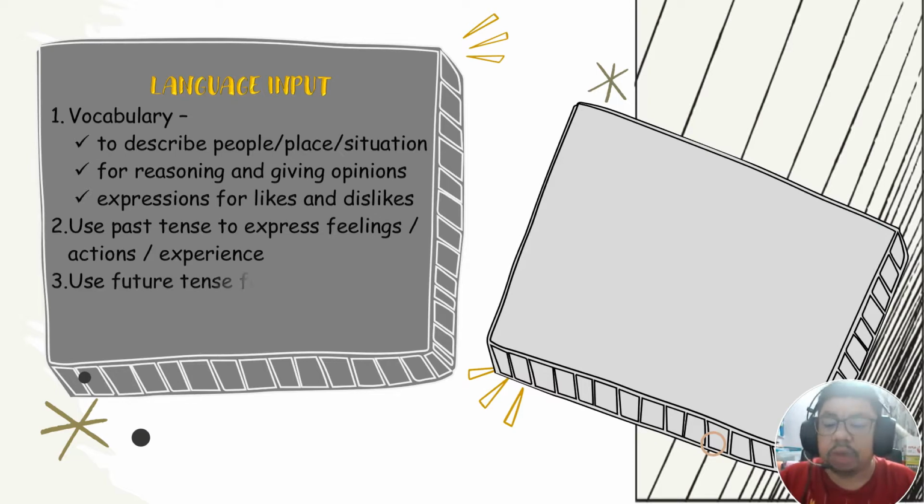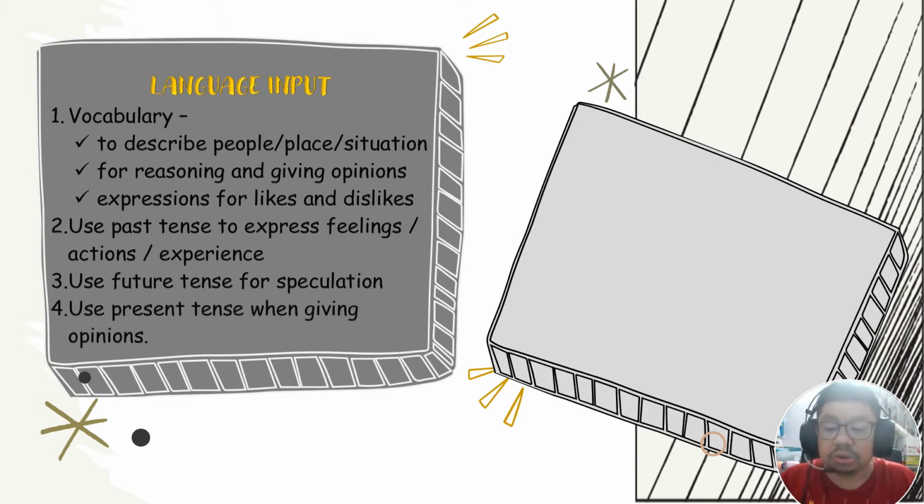Same goes when you give speculation about something. Do use future tense because it is something that is yet to happen. For example, you are predicting what will happen if you do not prepare for the exam. You can predict that you will fail the exam. Lastly, when giving opinions, do use present tense because an opinion is happening in the current time.